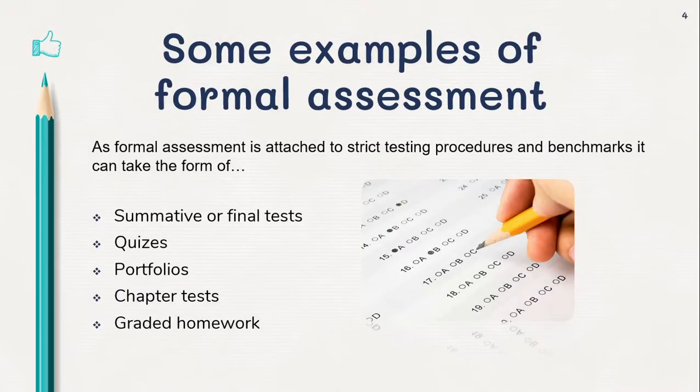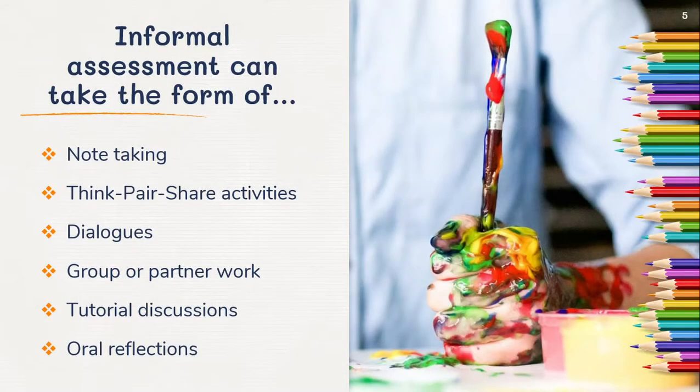So, here we have some examples of formal assessment. As formal assessment is attached to strict testing procedures and measurements, it can take the form of summative or final tests, quizzes, portfolios, chapter tests, or even graded homework. It is very structured as you can see here. Nonetheless, in the case of informal assessment, this can take the form of note-taking, think, pair, share activities, dialogues, group or partner work, tutorial discussions, or even oral reflections.